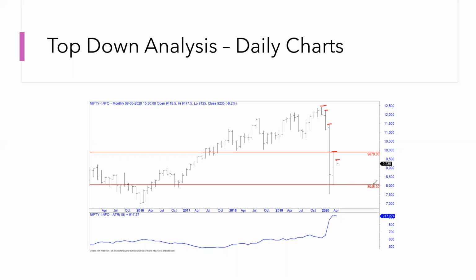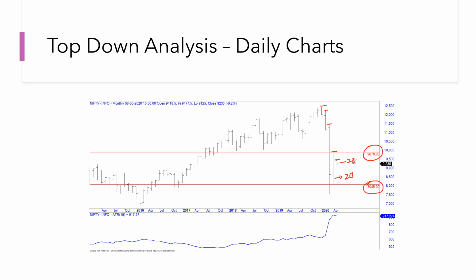And of course, monthly low is 8,045, 9878. Last 2 months, if you see, April month is an inside bar. It's an inside bar. This month is also so far an inside bar. So I don't think we'll end up having a very low volatility. Probably second half of May, volatility has to improve a little bit.